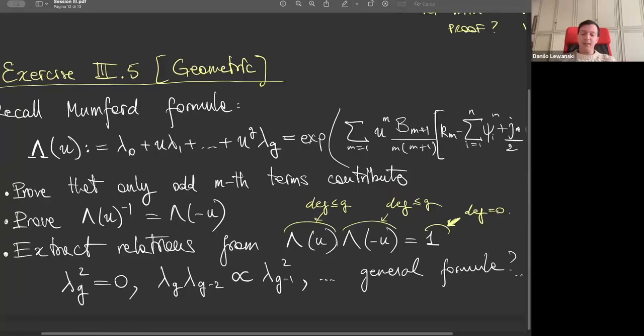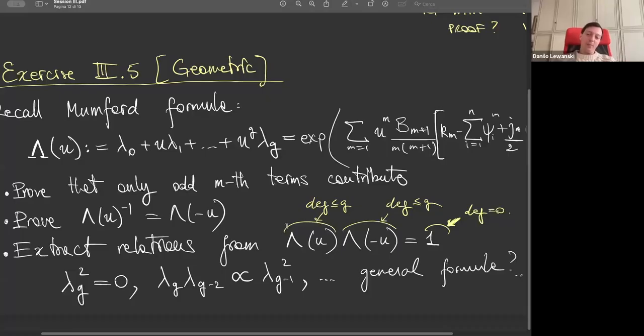This is a degree g class in cohomology, and this is a degree g. And now you're multiplying them, and you're getting something of degree 0. That means that all of the possible combinations of these multiplications that are not of degree 0 must vanish. So you are getting a very nice list of tautological relations.